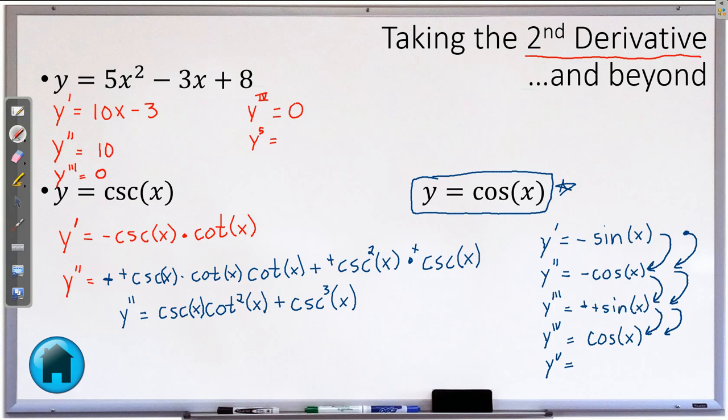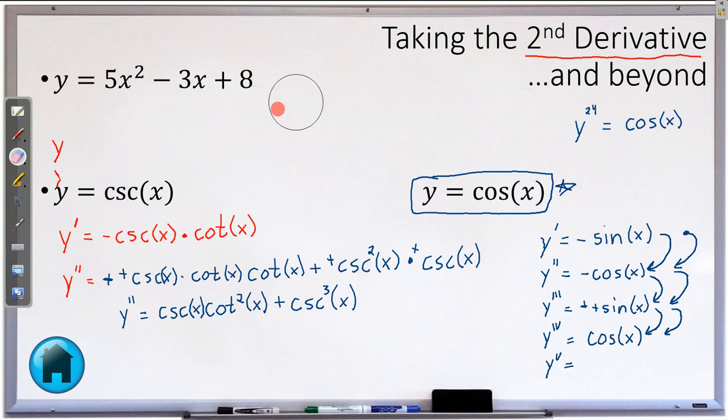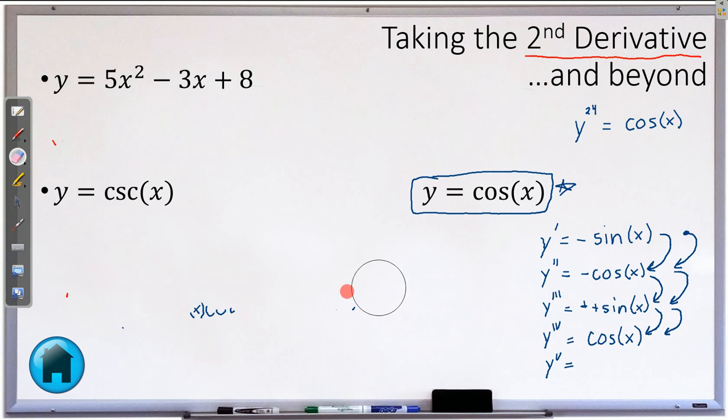If I asked you for, say, the 24th derivative? Well, every 4 it repeats itself. 24 is a multiple of 4: 4, 8, 12, 16, 20, 24. All of those are where we start repeating. That would again get us back to cosine of x. All right, so those are our second derivatives, and third derivatives, and fourth derivatives.